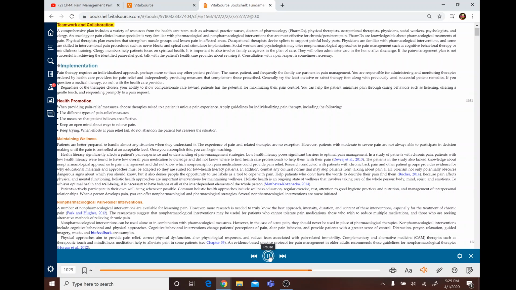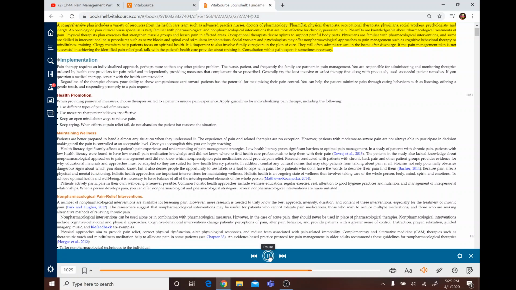Teamwork and collaboration. A comprehensive plan includes a variety of resources from the healthcare team such as advanced practice nurses, doctors of pharmacology, PharmDs, physical therapists, occupational therapists, physicians, social workers, psychologists, and clergy. An oncology or pain clinical nurse specialist is very familiar with pharmacological and non-pharmacological interventions that are most effective for chronic/persistent pain. PharmDs are knowledgeable about pharmacological treatments of pain.